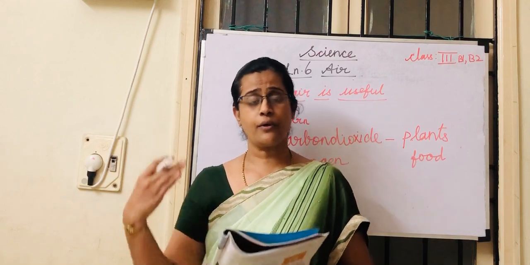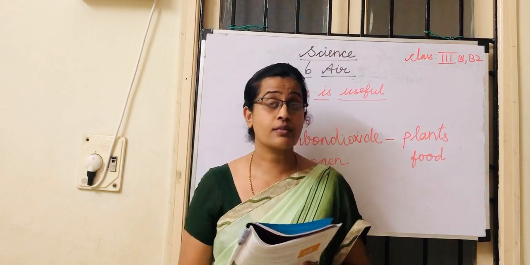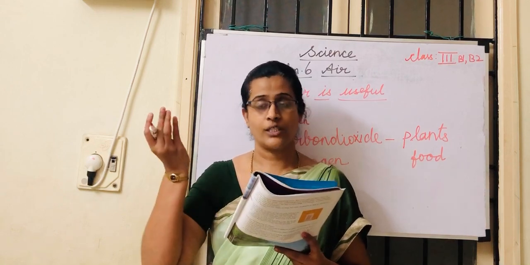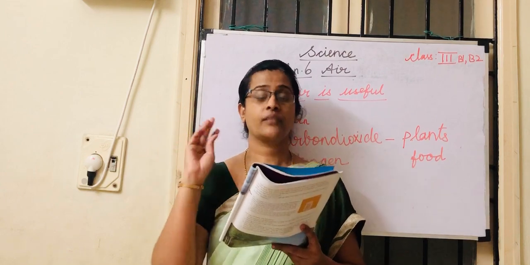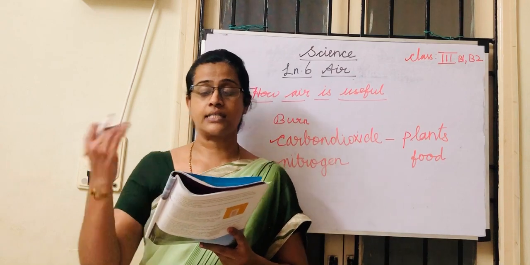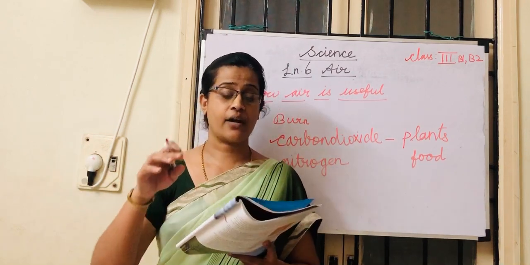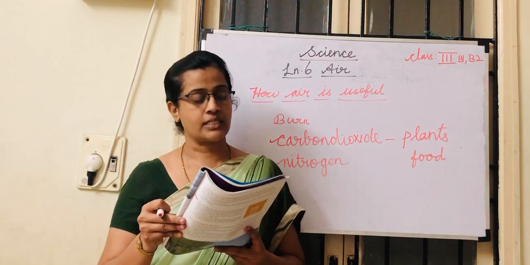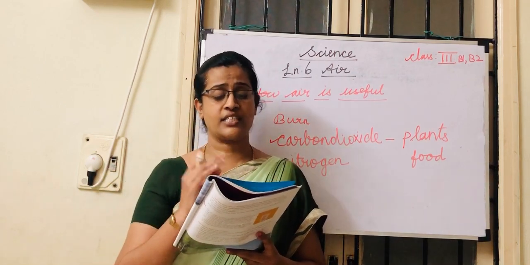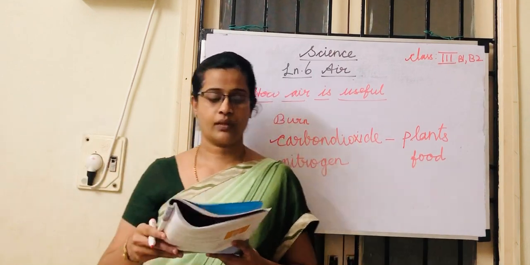When the water vapor rises and meets cold air, it forms clouds. How are clouds formed? When the water vapor rises and meets the cold air, clouds are formed. Winds carry clouds from the sea to the land. So another job of air is to carry clouds that bring rain.